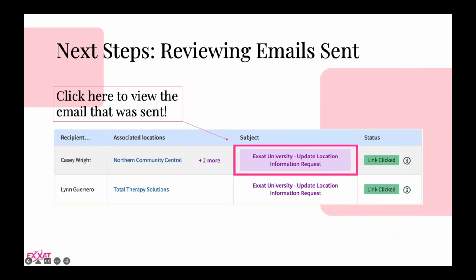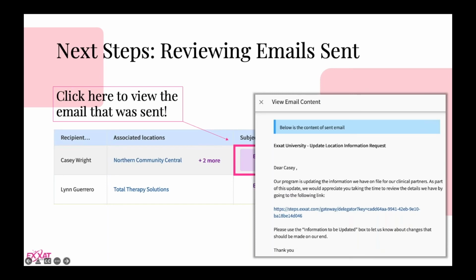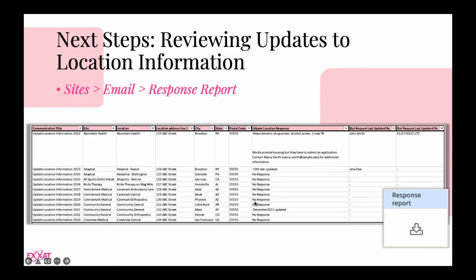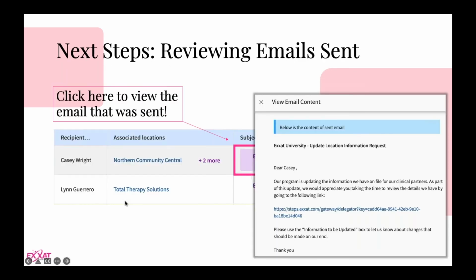When you're reviewing it, you're going to click here to view the email that was sent. So you can actually read the email just in case you want to see what it looked like. It's helpful to see that. It's going to open up into a new little card. And you can even copy and paste this link to see what your sites would have seen if they clicked on the link, if you're interested to see what they saw.